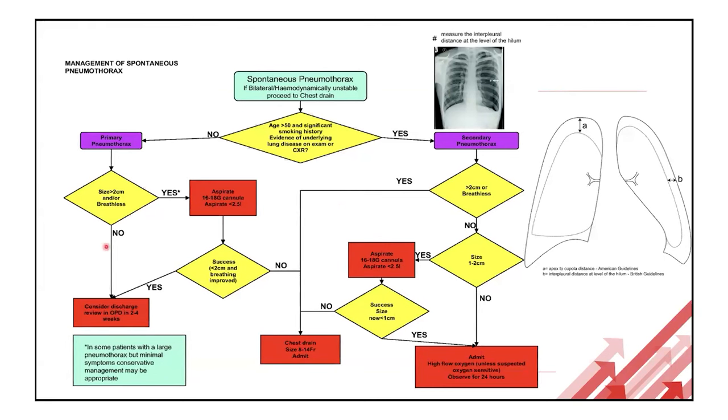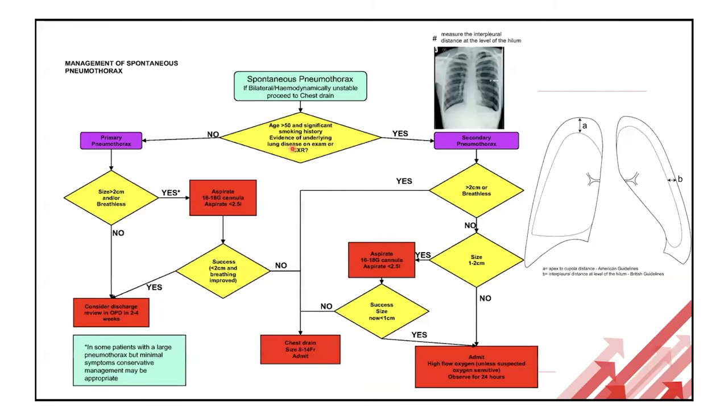Okay, so how do we know if it's a primary or a secondary? Like we talked about earlier, does your patient have an underlying lung problem or not? If they have an underlying lung problem, it is a secondary pneumothorax. If they don't have any underlying problem, so the young, thin males, I promise I'm not being sexist, but it's documented, the young, thin males who have no underlying lung pathology, that would be a primary pneumothorax.